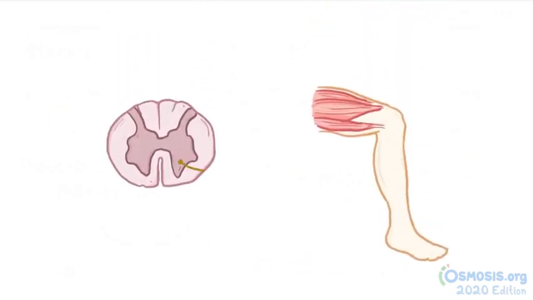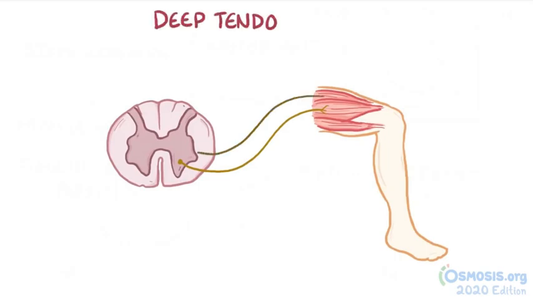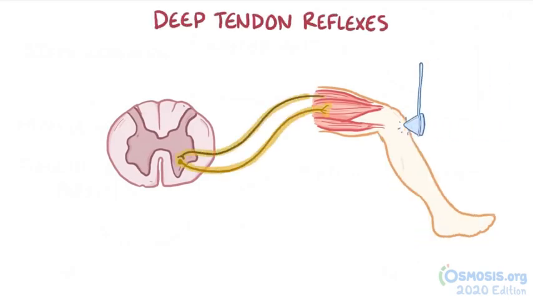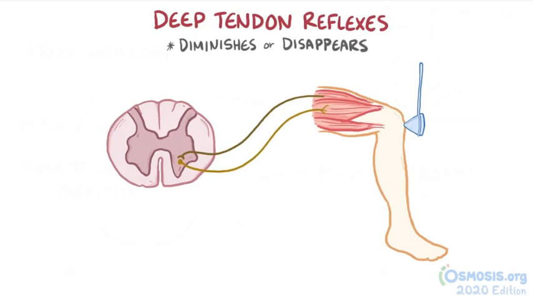Alpha motor neurons also carry the signal for muscle contraction in deep tendon reflexes, like the knee-jerk reflex, and they diminish or disappear when alpha motor neurons are damaged.